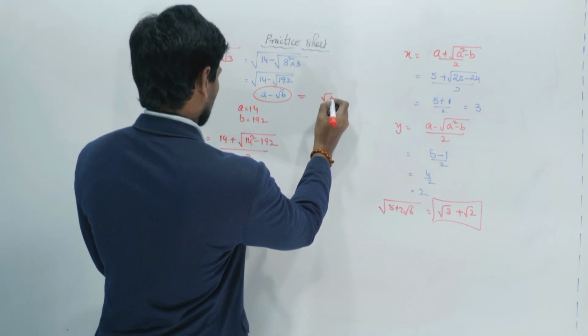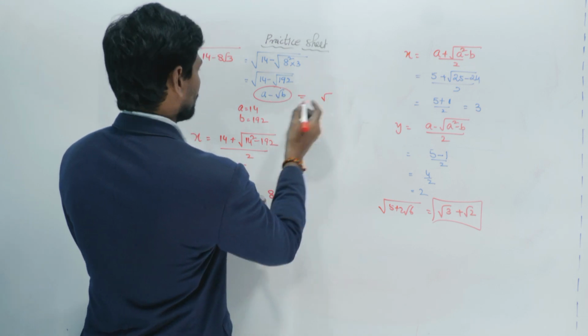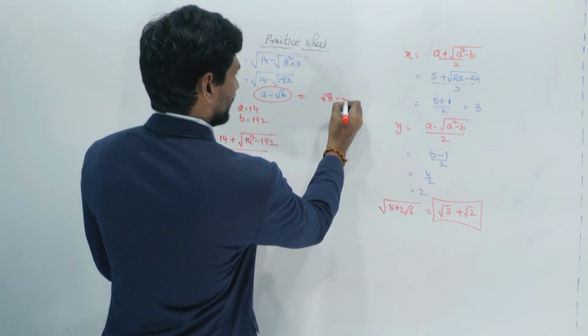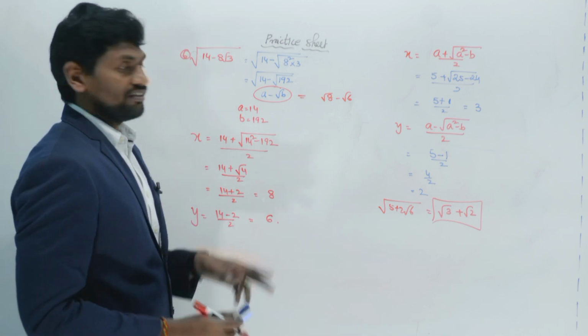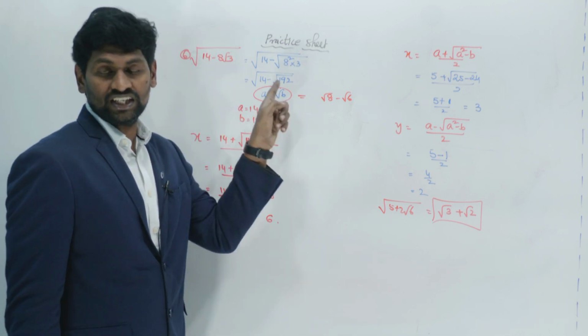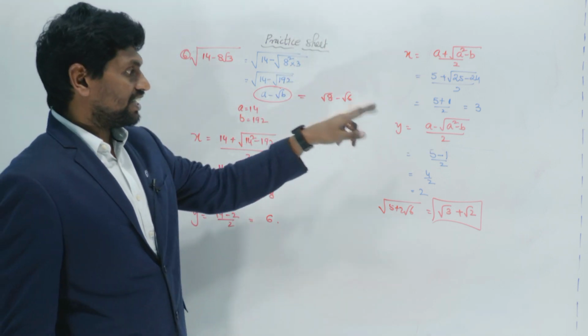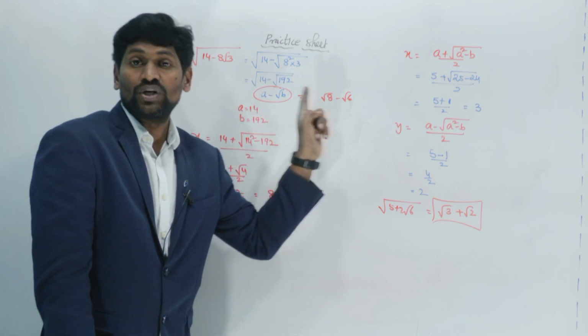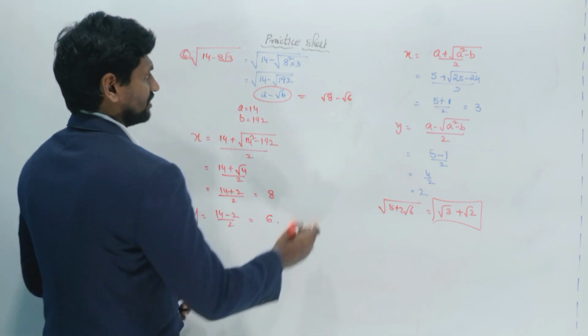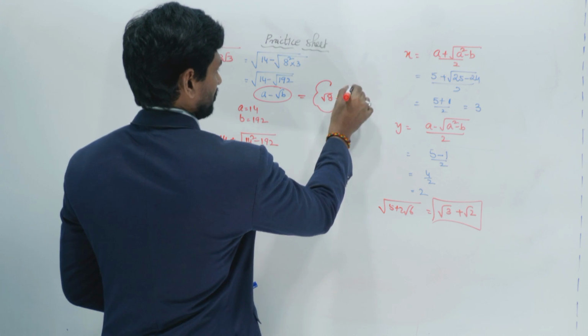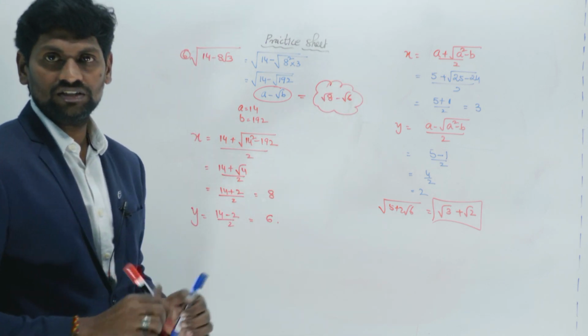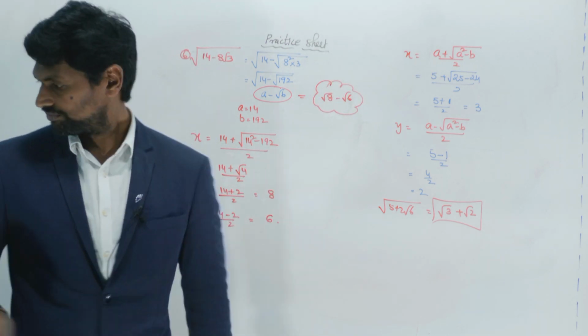So therefore you can write the answer as root 8. It is in the form of root x minus root y, no? So root 8 minus root 6. Whenever it is a minus symbol, you should take it as root x minus root y. Whenever you have the plus symbol, you should take it as root x plus root y. This is our required solution. Okay, now? Yeah, please note that.